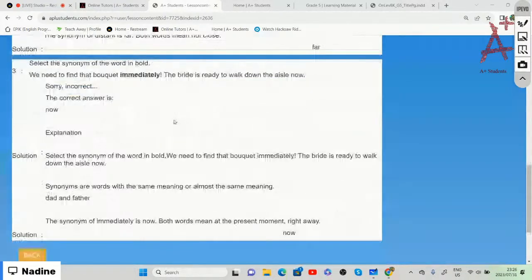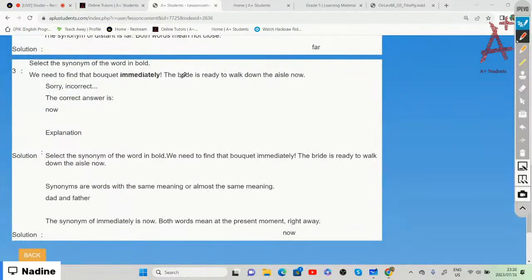We need to find that bouquet immediately. The word immediately. We need to find the synonym of the word immediately. The bride is ready to walk down the aisle now. So we need to find a word in the sentence that means immediately. We need to find the bouquet immediately. It's the same as saying we need to find the bouquet now.